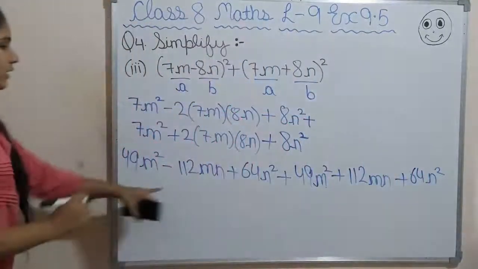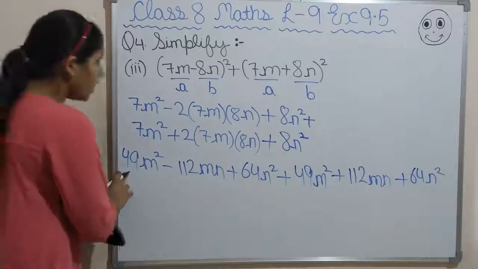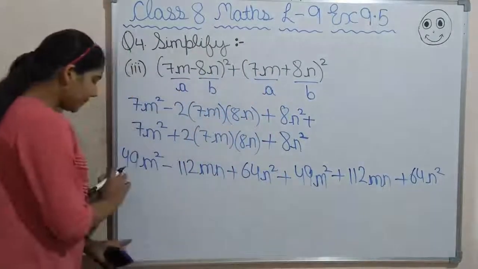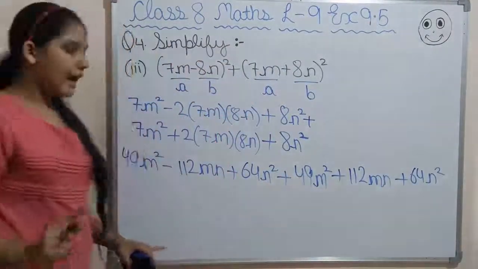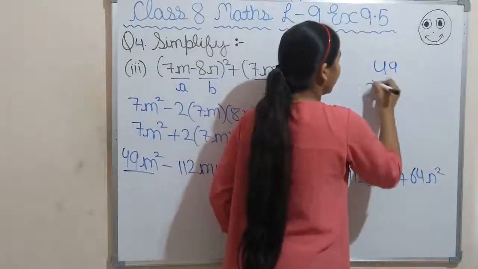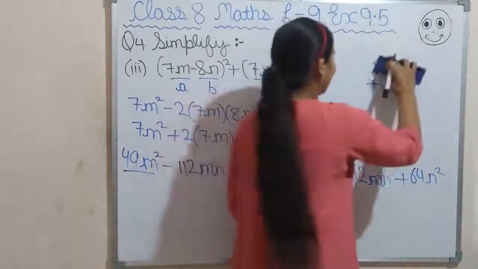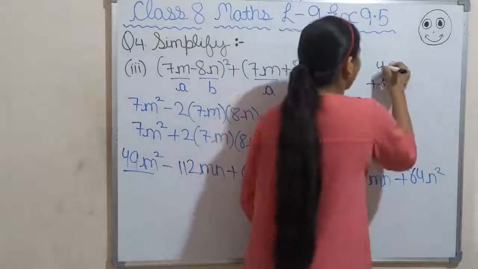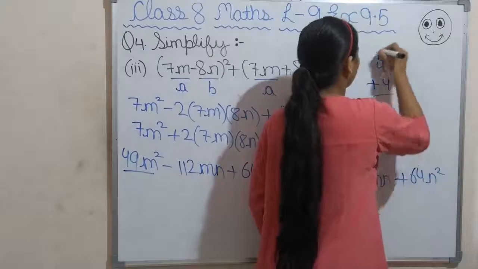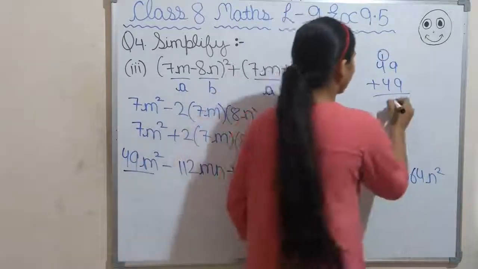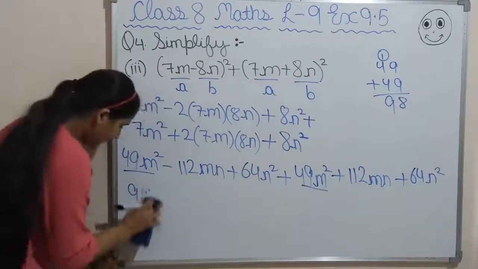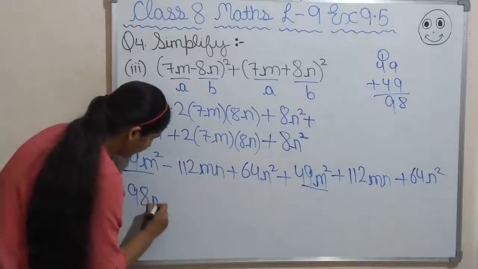Now we are going to cut it down. So 49m square, let's find m square. It's here. So here plus 49m square and plus 49m square, we can add both of them. 49 plus 49: 9 plus 9 is 18, 4 plus 4 is 8, 8 plus 1 is 9, so 98. So we are going to write 98m square.